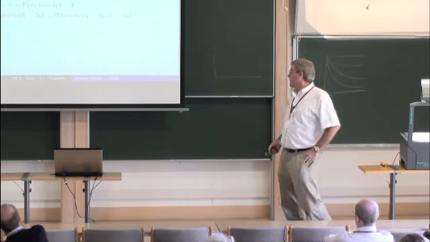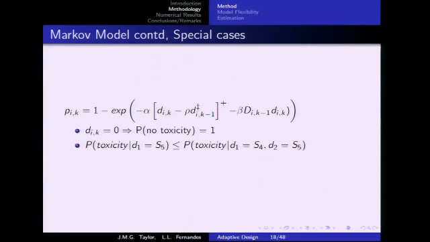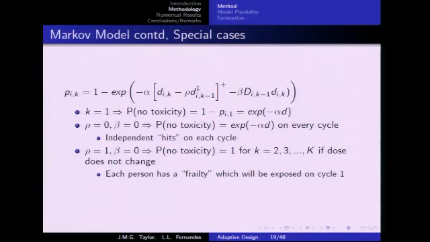Another mathematical feature is that if you give dose 5 on the first cycle, the probability of toxicity from that has to be less than if you gave something first and then dose 5 in the second cycle. So that's a sensible constraint. And some more special cases here. If you think about just the first cycle, k equals 1.